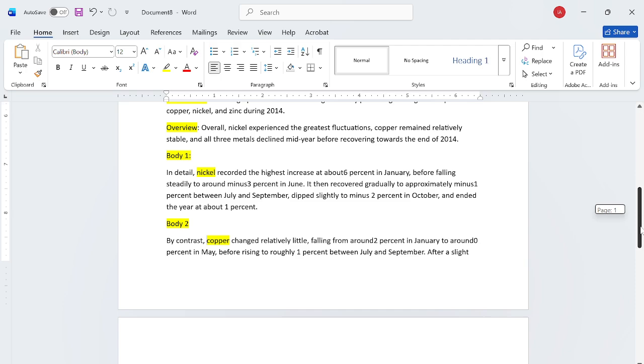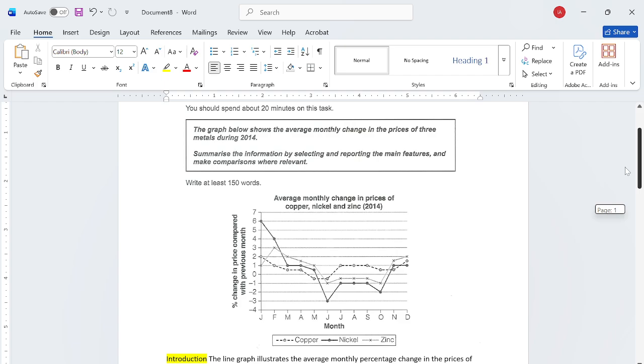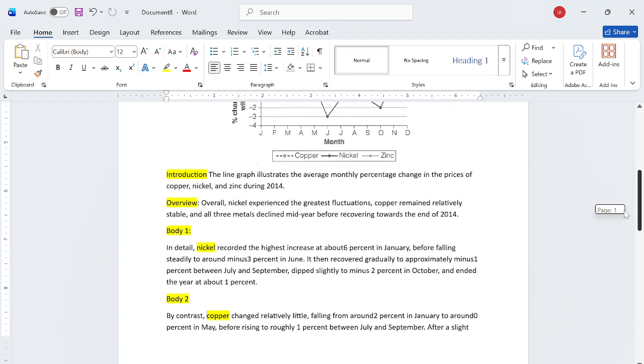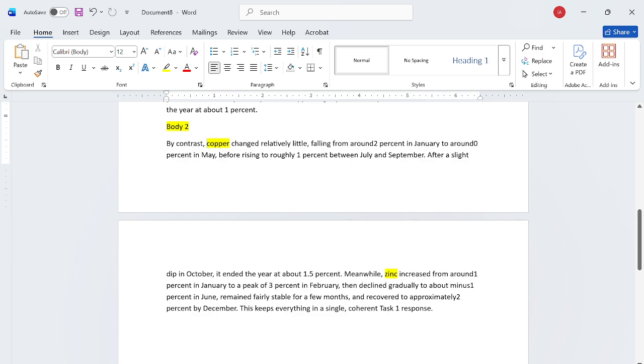Now we will write body 2 paragraph. We compare zinc and copper. Copper in body 2. By contrast, copper is much more stable than nickel. It fell from around 2% in January to approximately 0 in May, before rising to about 1% between July and September. After a dip in October, it recovered and finished the year around 1.5%.